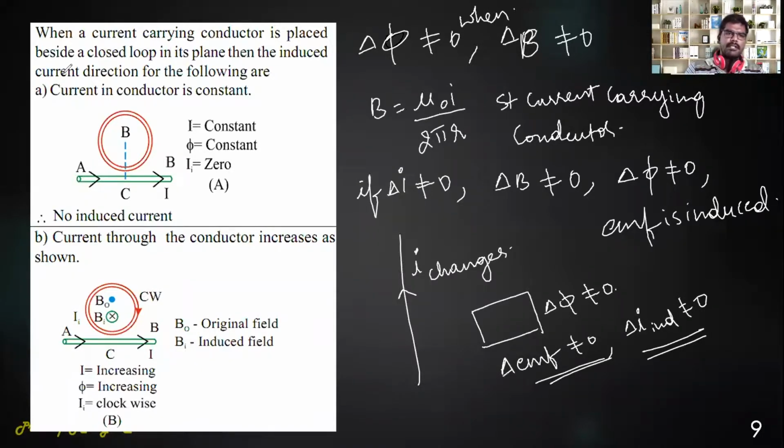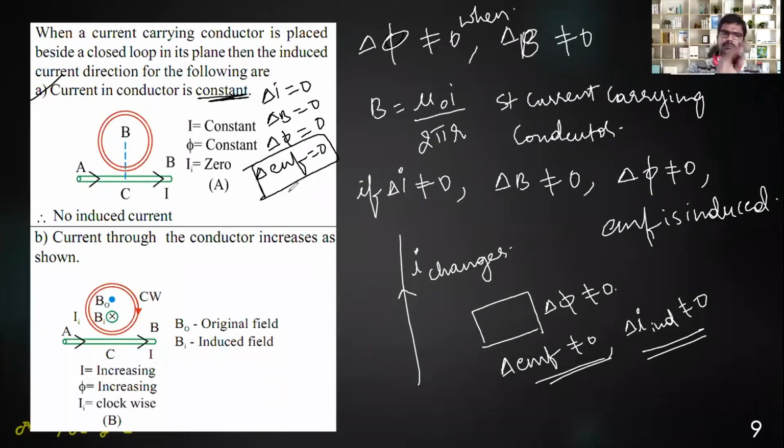So the first example is that the current in the conductor is constant. If ΔI is equal to 0, the current is not changing, then obviously ΔB is equal to 0. If ΔB is equal to 0, Δφ is equal to 0, which means that the change in the EMF is 0. There is no EMF induced within the coil if there is constant current passing through, and there is no induced current.